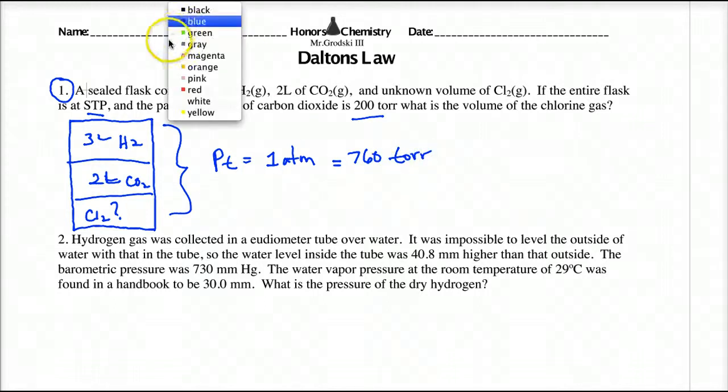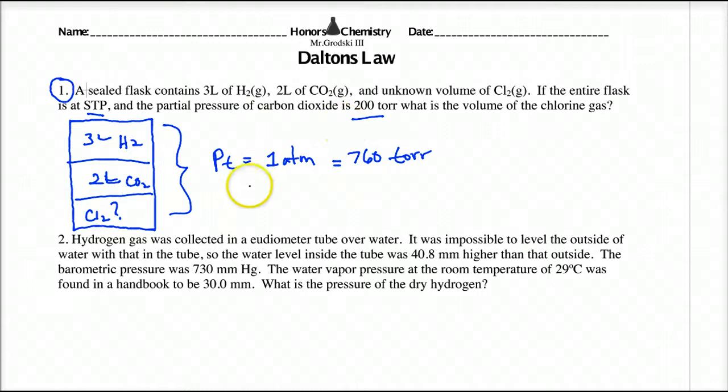Okay, so what am I going to do here? Well, they're saying the carbon dioxide is 200 torr. That's its partial pressure. Okay. Now look at this for a second. 3 liters. How is 3 liters different from 2 liters? Isn't that 1.5 times more volume? So shouldn't hydrogen be 1.5 times larger? And you get a total pressure there.